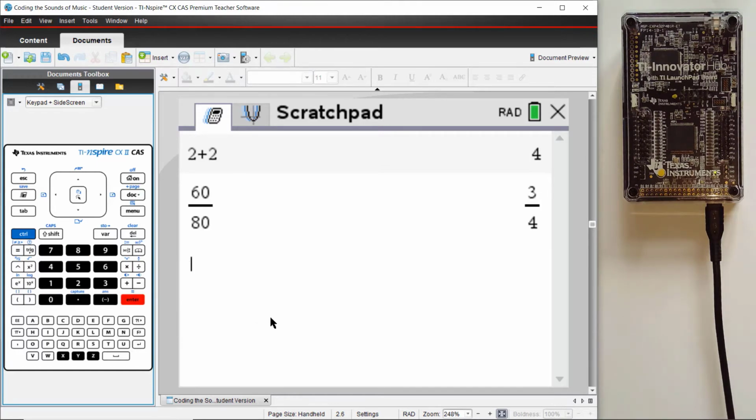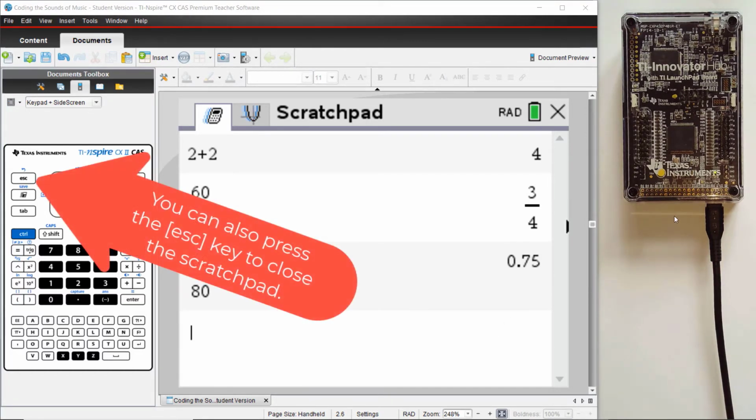It gives it to me as a fraction. It takes 3/4 of a second. And if I want to know what the approximate decimal value of that is, I would press the control key and enter. And that's 0.75 seconds. So the period of one beat when the tempo is 80 is 0.75 seconds.